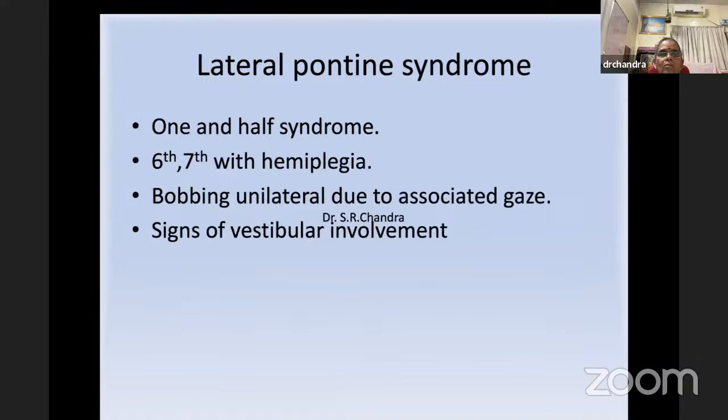Lateral pontine syndrome: one-and-a-half syndrome, 6th and 7th with contralateral hemiplegia, and ocular bobbing. There is a unilateral ocular bobbing due to associated gaze palsy interfering with the bobbing happening in the opposite eye, and signs of vestibular involvement. These are the lateral pontine syndromes, because vestibular is pontomedullary.